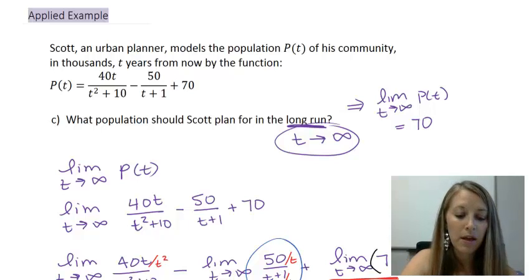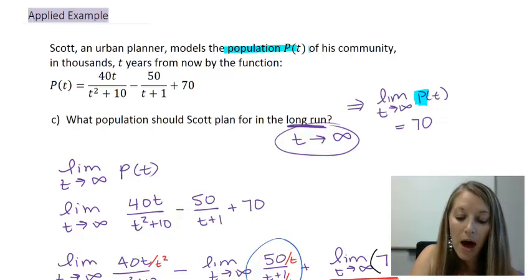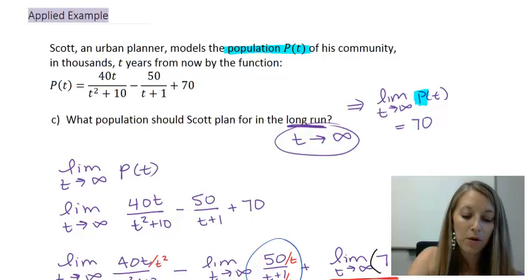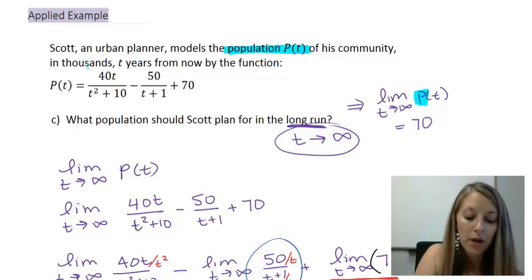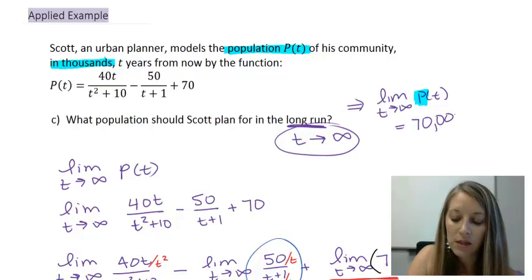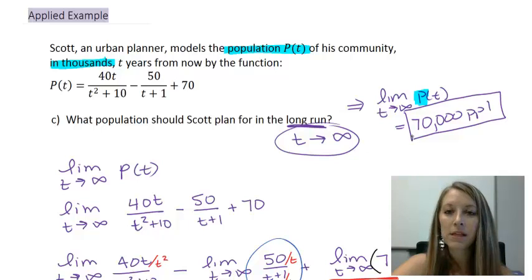Now I have to label it because it's a word problem. I'm talking about my p of t here, my population. What happens to my population in the long run? Well, my population approaches 70, or in thousands, 70,000 people.